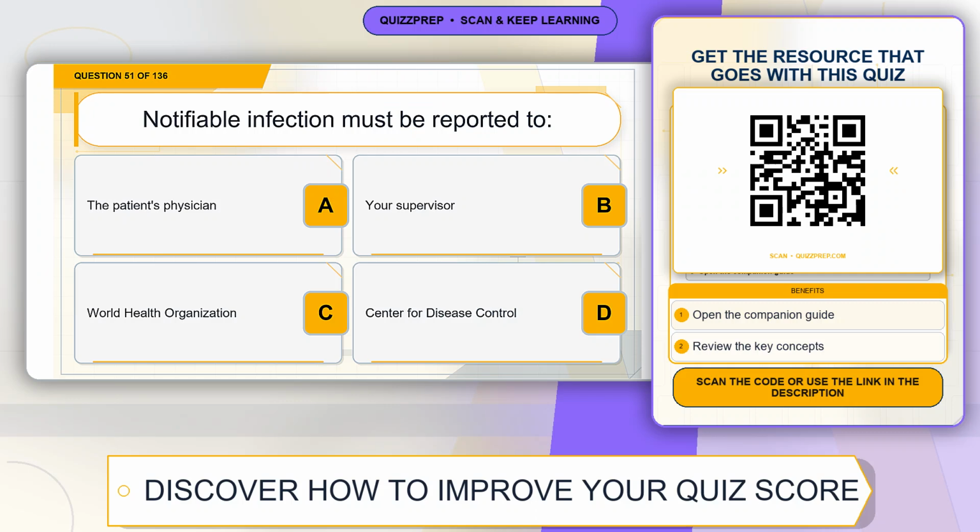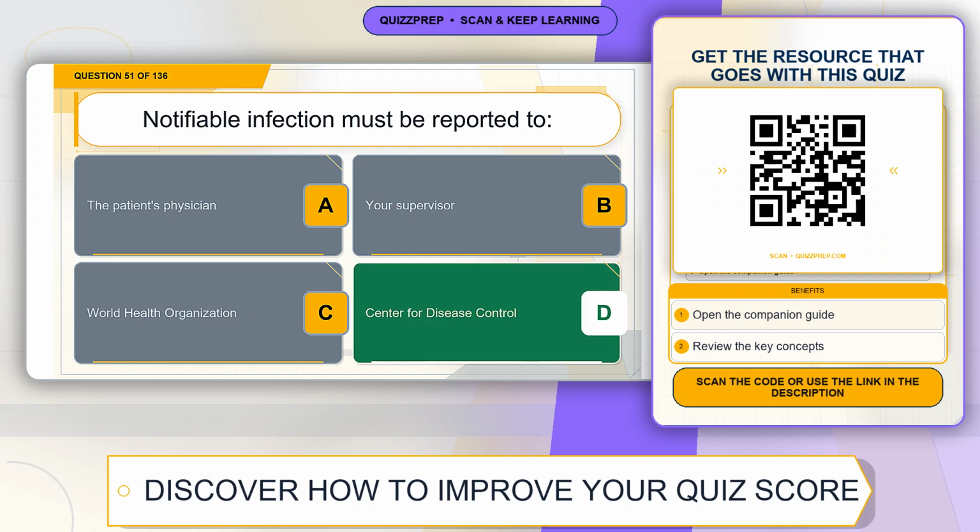Question 51. Notifiable infection must be reported to: Option A, the patient's physician. Option B, your supervisor. Option C, World Health Organization. Option D, Center for Disease Control. The correct answer is option D, Center for Disease Control.